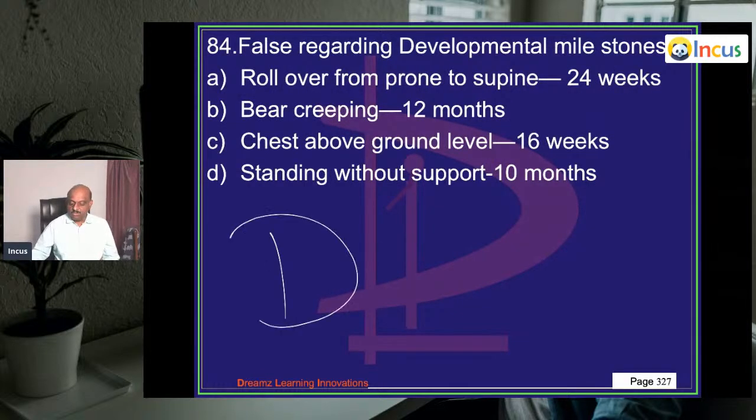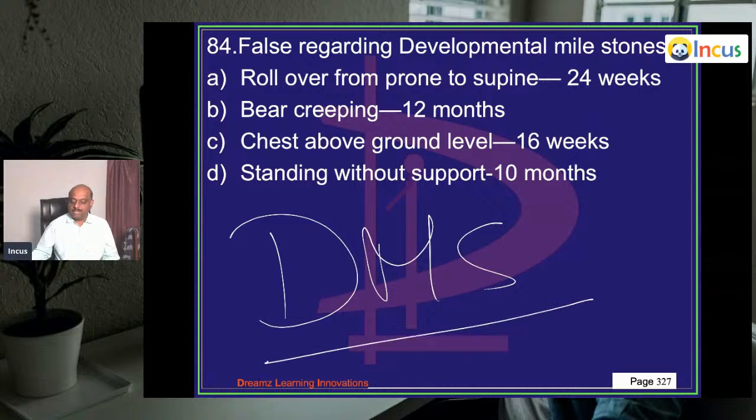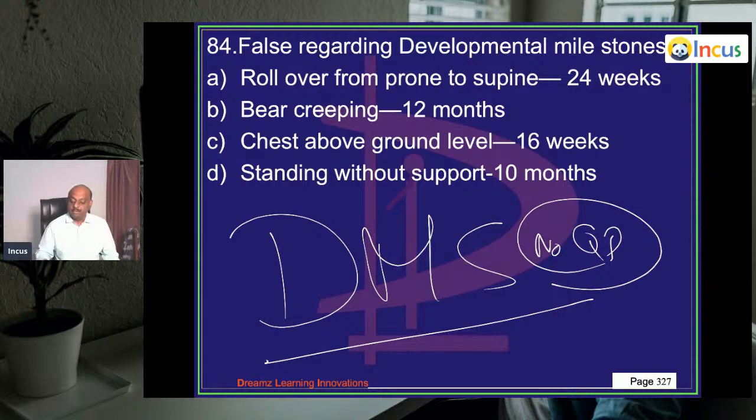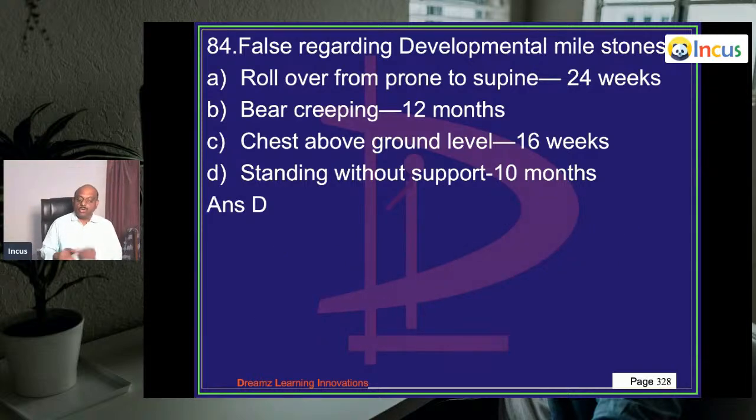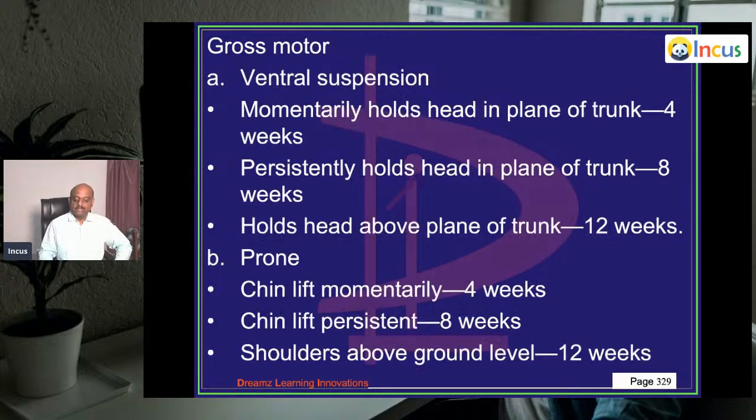Without a question on developmental milestones, there is no question paper. Take it as my word. So, doctor, rolling from prone to supine, 24 weeks. Bear creeping, 12 months. Just above the ground, 16 weeks. Takes off like an aeroplane. Chin lift momentarily, 4 weeks.